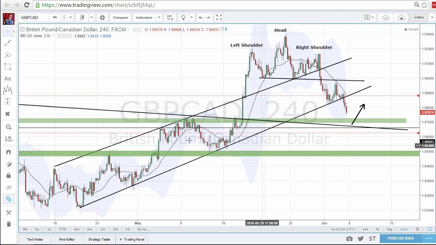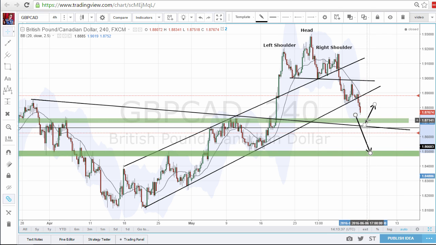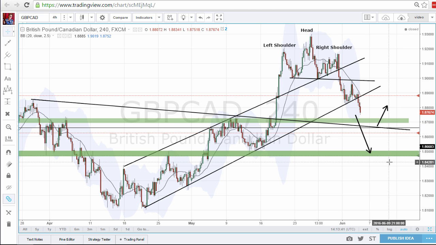If we break the level, then the next obvious price level is probably around here, 185. It's a round number and also a support and resistance area, which has been very strong previously. So those are my 3 setups and trading plans that I'm looking for the British pound Canadian dollar. And now you can see I have my price alerts here ready at those 3 high impact areas.